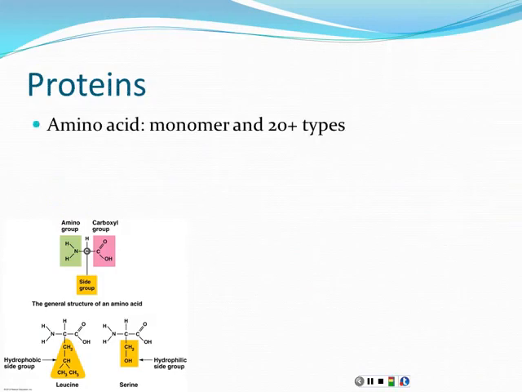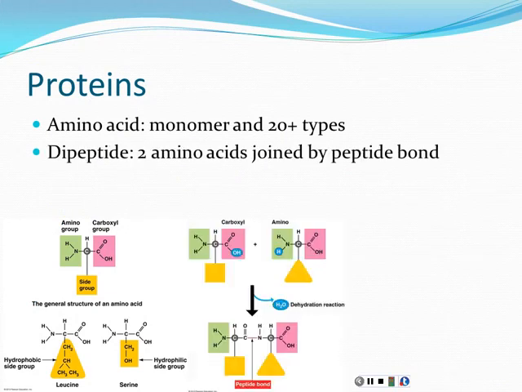Okay, this is kind of a rehash. The amino acid is once again a monomer. There's about 20 types of it, at least 20 types of it. A dipeptide is when we have 2 amino acids forming a peptide bond through what reaction? Dehydration reaction. Very good. So water is released, right? Released from this reaction.